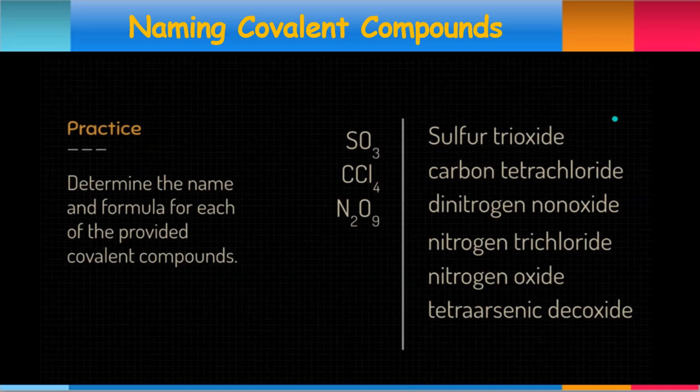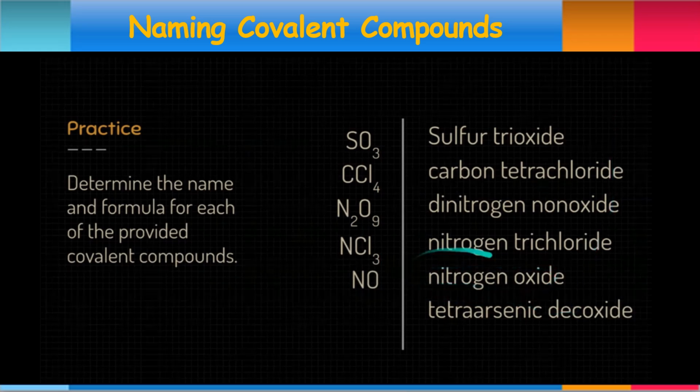Did you try it yourself? I hope so. Let's see if we can write the formulas for these last three. Nitrogen trichloride. Well, I see there's just one nitrogen, and tri means three, so that's three chlorines. All right, nitrogen oxide. So nitrogen oxide looks like it's just one nitrogen and one oxygen.